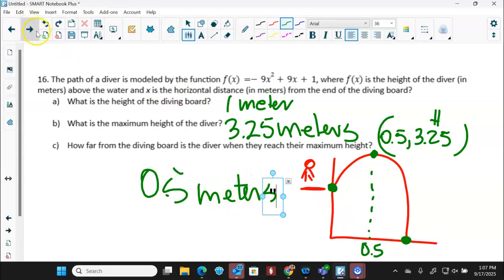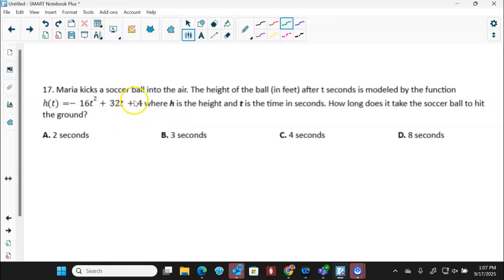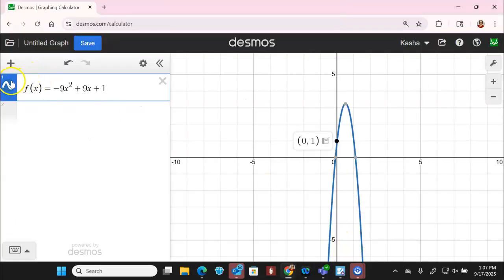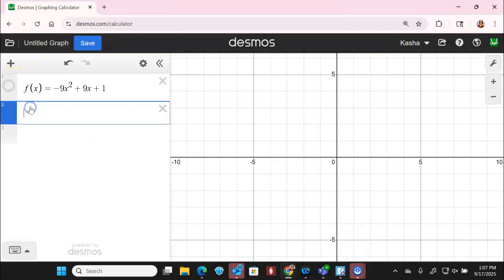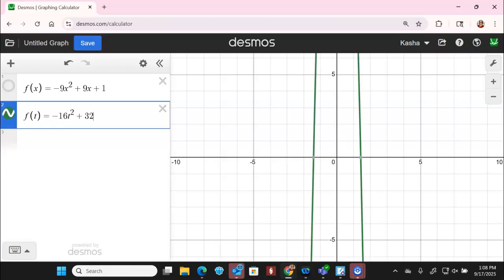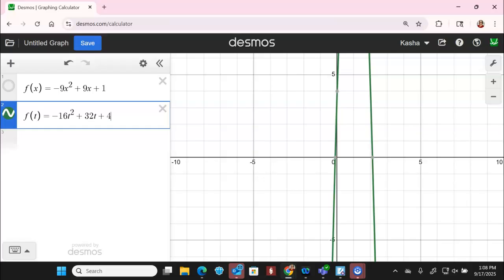All right. Now, the next question right here, again, another question. Let's put it in. If you are going to use t, I want to make sure that you are putting it in as f of t, because otherwise Desmos will not read it. F of t equals, the question is negative 16 t squared plus 32t plus 4.